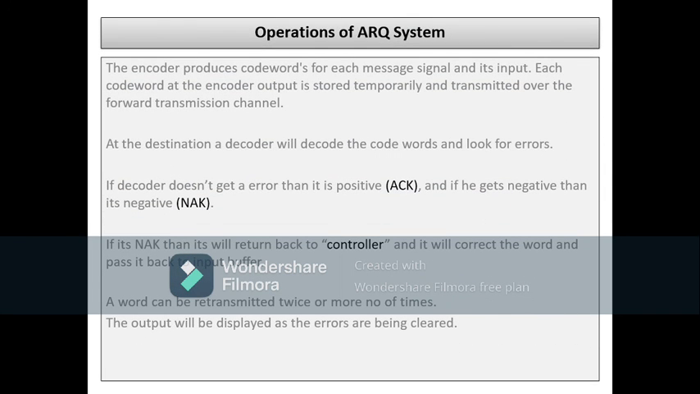Operation of the ARQ system. The encoder produces code words for each message signal at its input. Each code word at the encoder output is stored temporarily and transmitted over the forward transmission channel. At the destination, a decoder will decode the code word and look for errors. If the decoder doesn't find an error, then it sends a positive acknowledgment, and if it finds an error, then it sends a negative acknowledgment.